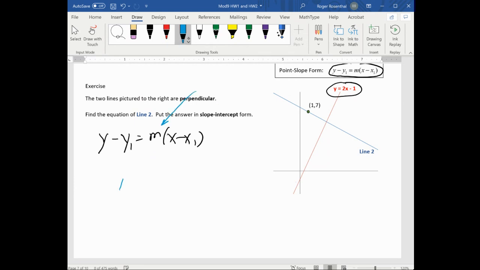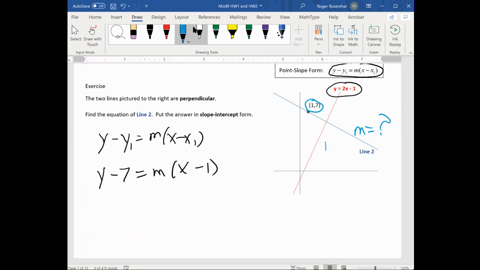When it's asking for m and y sub 1 and x sub 1, since we're trying to find the equation for line 2, it has to be numbers that come from the blue line. Well, we do know something from the blue line. We know the x and y coordinates of a point. So we can write y minus 7 equals m times x minus 1. If we just knew the slope of the blue line, we'd be done.